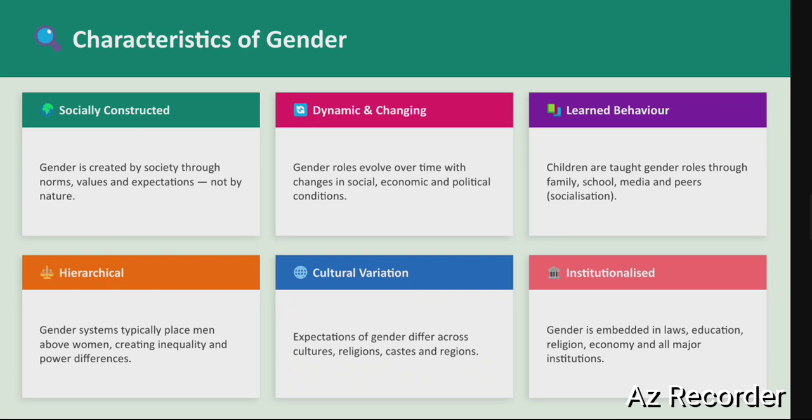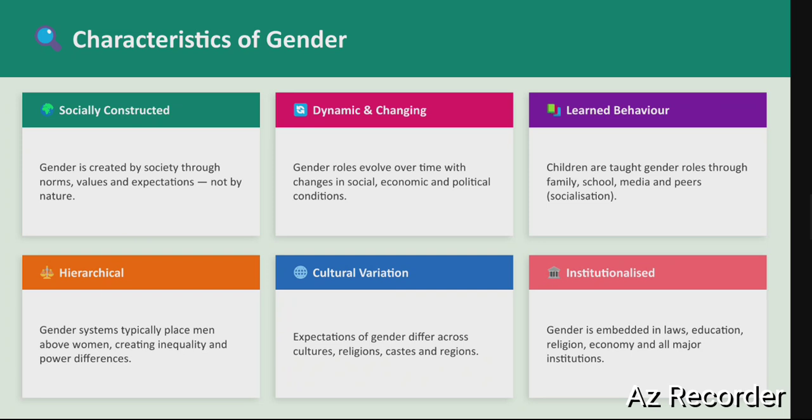Hierarchical. The gender system typically places men above women, creating inequality and power differences. So the hierarchy also comes from society. It typically places men above, which is blindly believed and blindly followed. And that has been an unavoidable situation happening in every home.